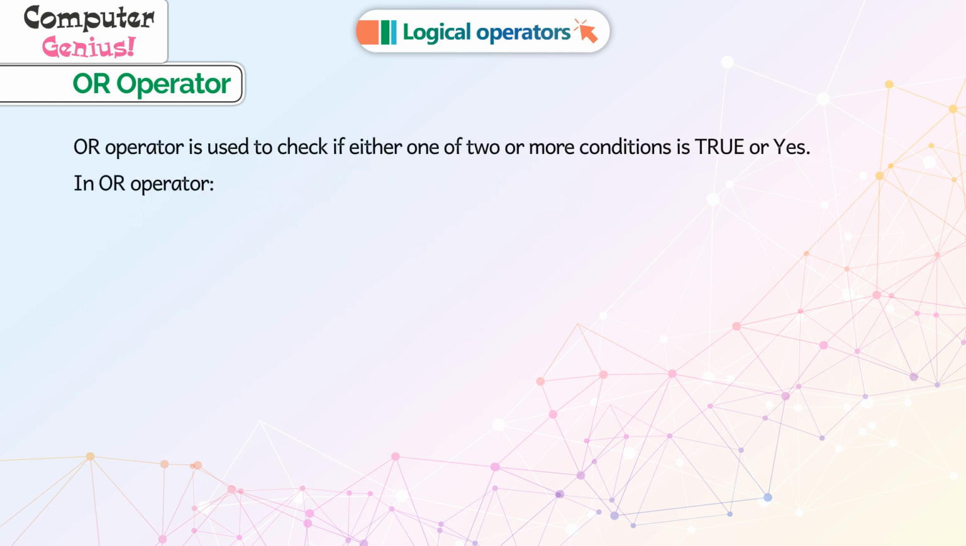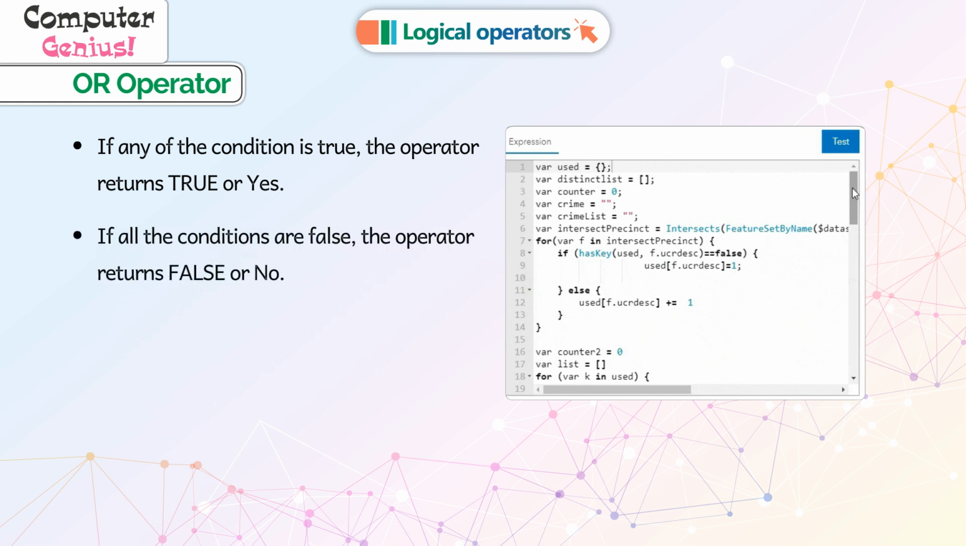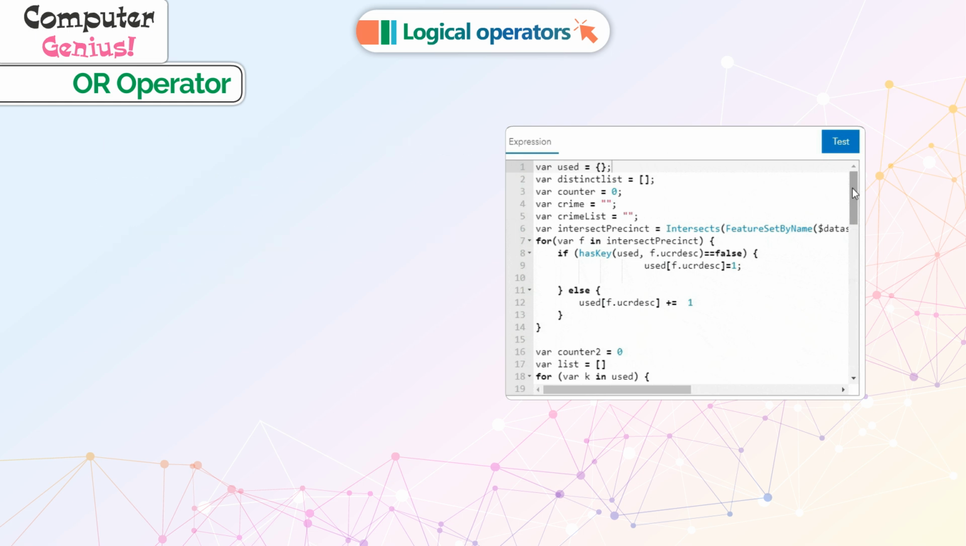OR operator. The OR operator is used to check if either one of two or more conditions is true or yes. In the OR operator, if any of the conditions is true, the operator returns true or yes. If all conditions are false, the operator returns false or no.